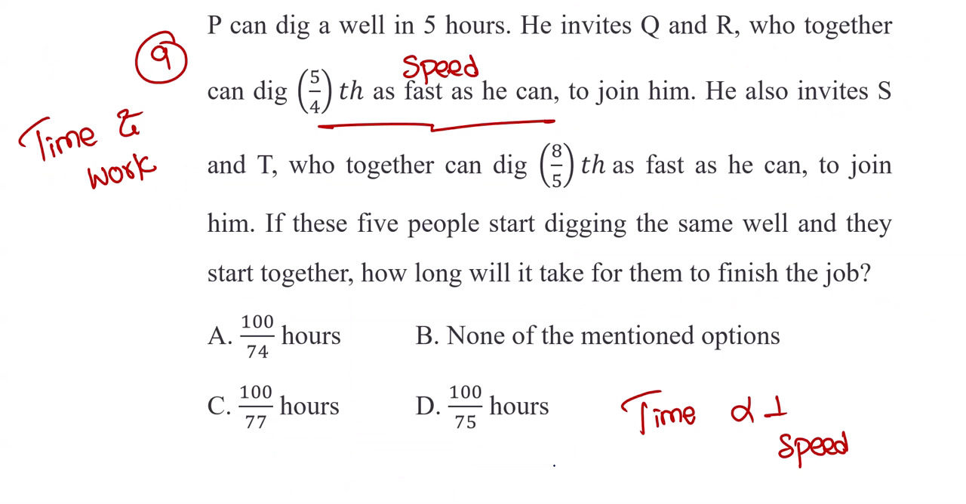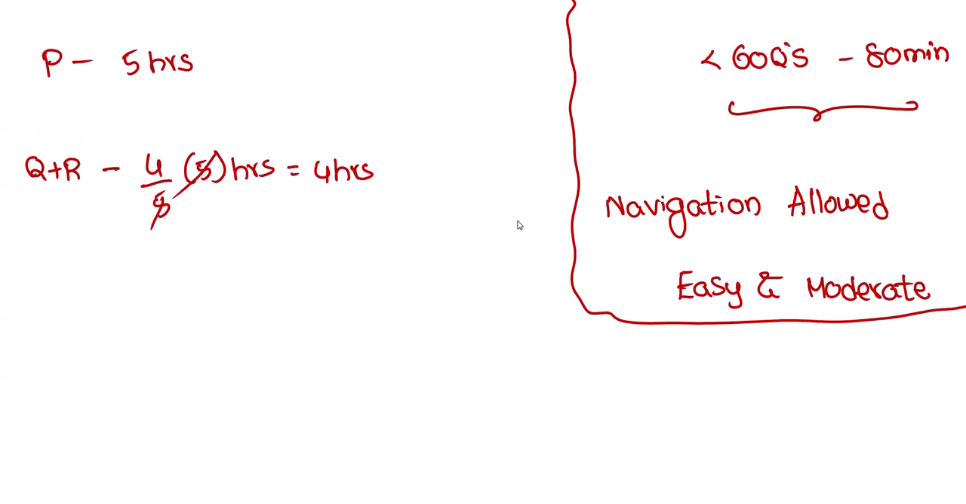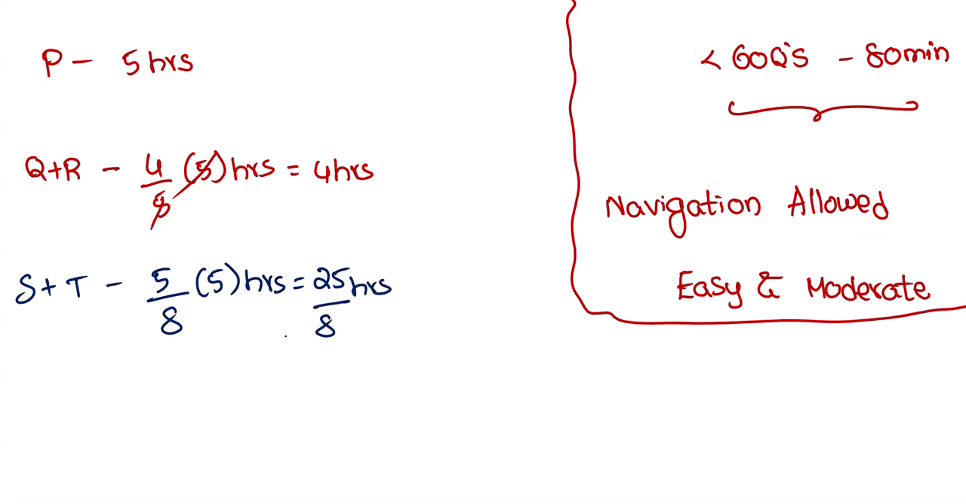He also invites S and T, who together can dig 8 by 5th as fast. He here means P. So S and T is 8 by 5th of P. Then 8 by 5th means 5 by 8 of 5, which is 25 by 8 hours. Okay, let it be, no problem. Now, what are they asking?